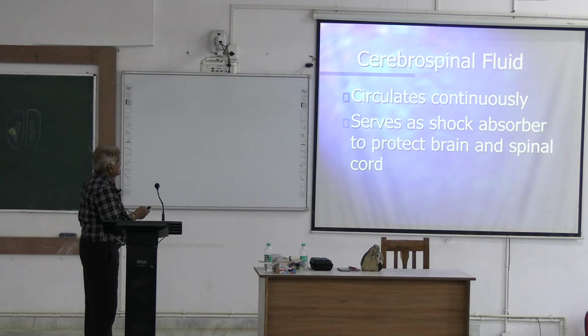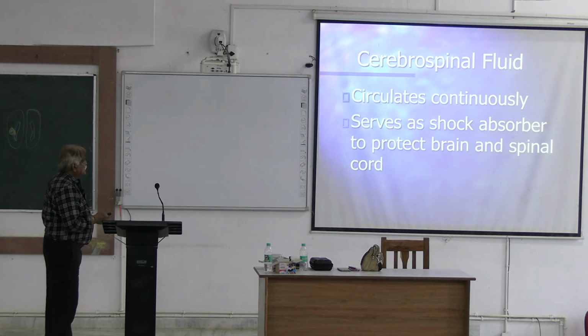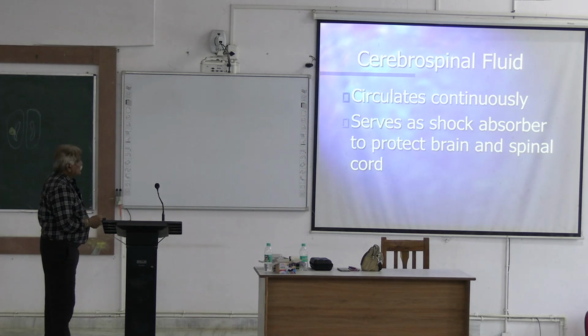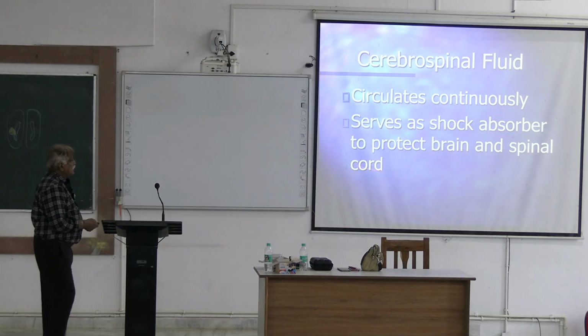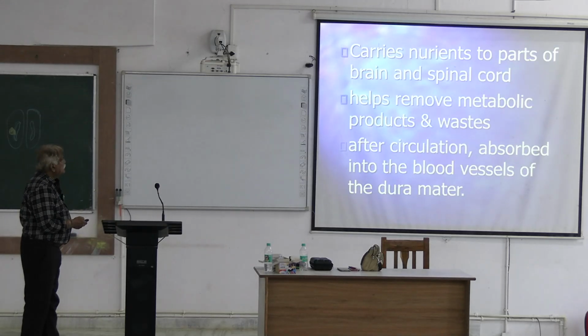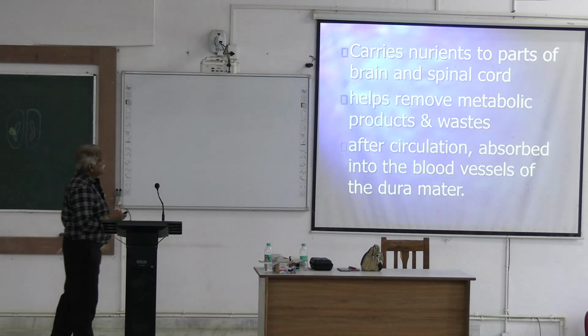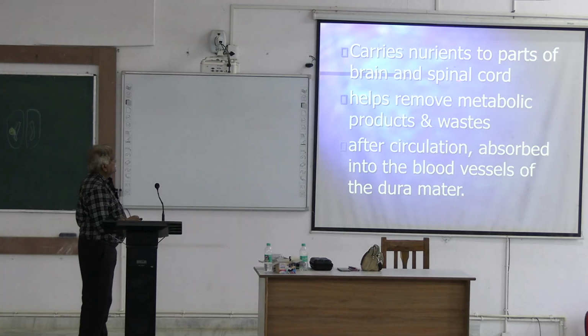Now cerebrospinal fluid circulates continuously, serves as a shock absorber to protect the brain and spinal cord, carries nutrients to parts of the brain and spinal cord, and helps to remove metabolic products and waste. After circulation it is absorbed into the blood vessels of the dura mater.